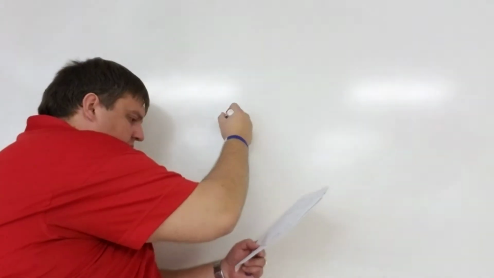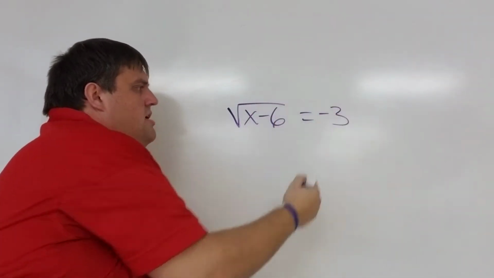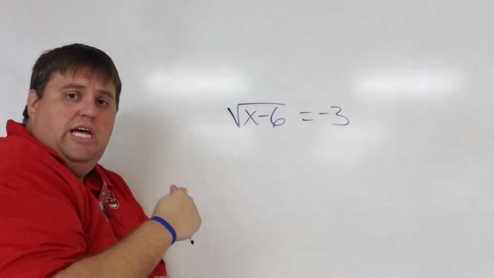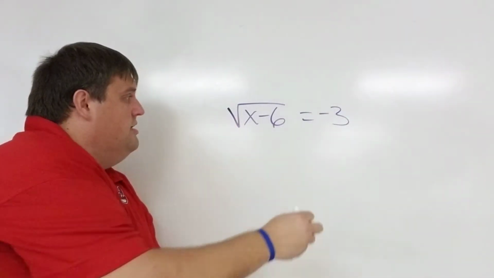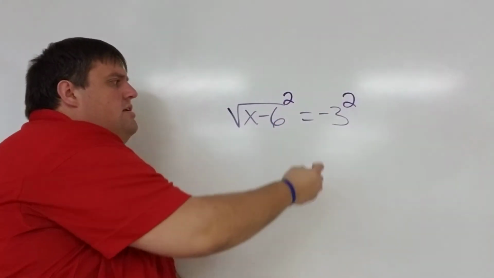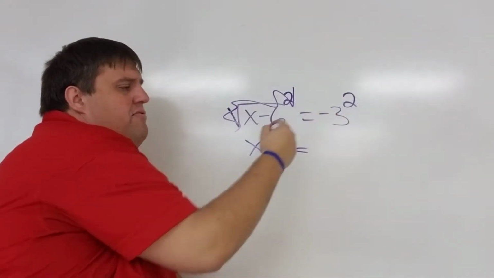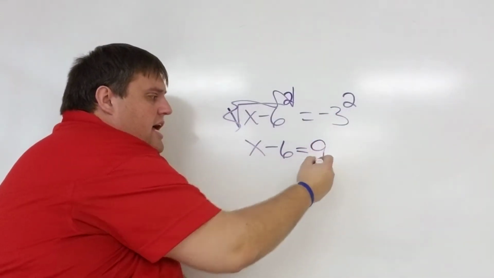22. We got square root of x minus 6. If I want to get rid of the square root sign, I need an exponent. It's a square root, so I use a squared. They're going to cancel out. X minus 6. Negative 3 times negative 3 is positive 9.